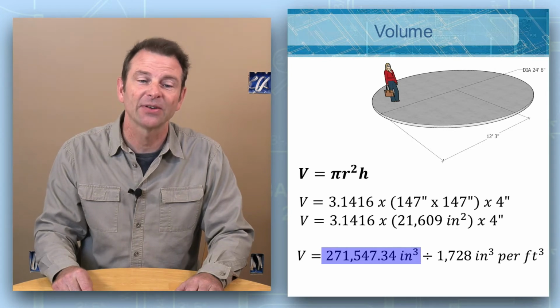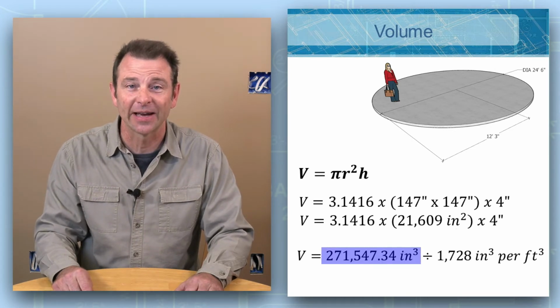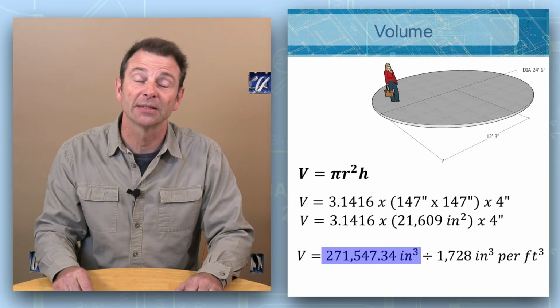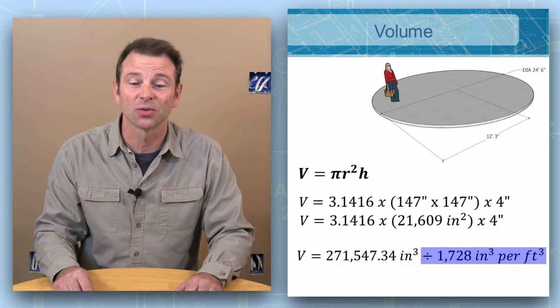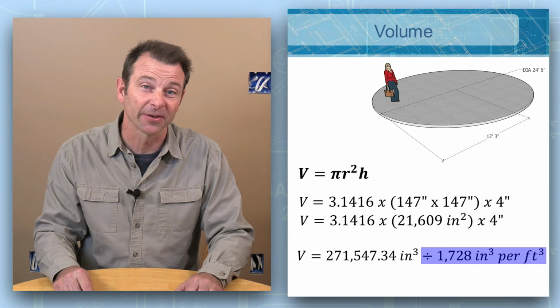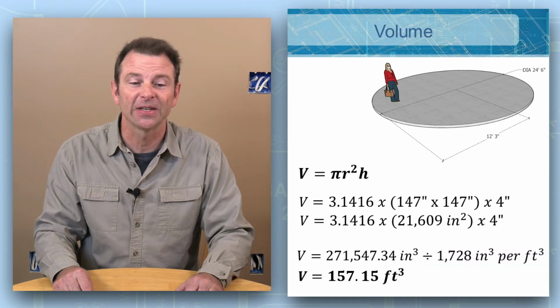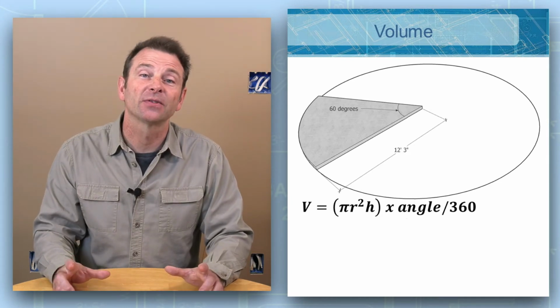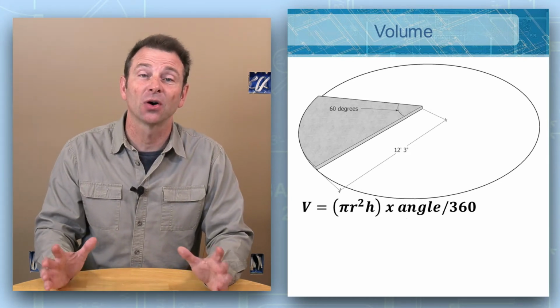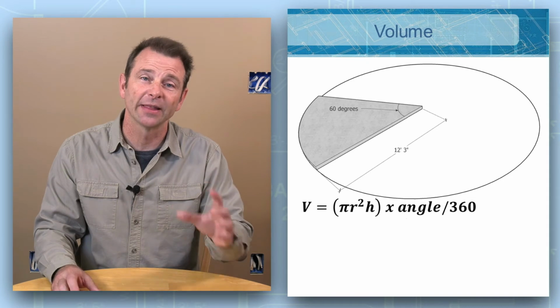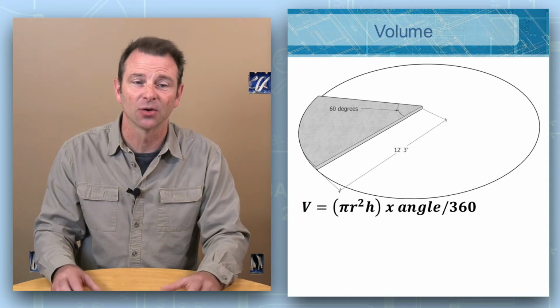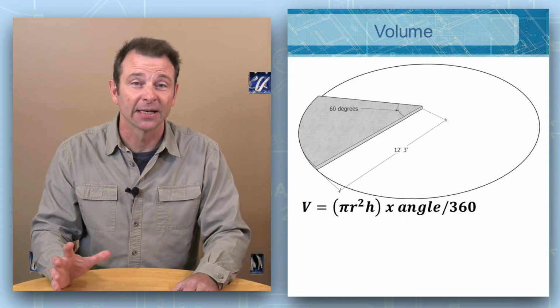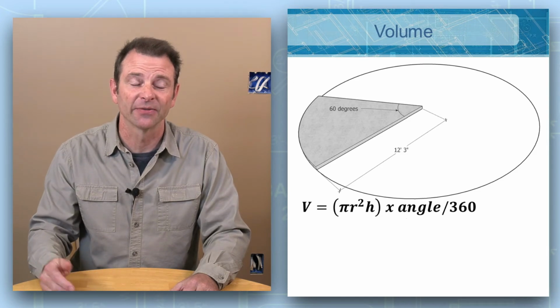So 271,547.34 cubic inches divided by 1,728 cubic inches per cubic foot equals 157.15 cubic feet. Now that we've solved our volume calculation for our total slab, we need to figure out what this portion is of that total. So we'll set that up with a similar equation with some extra information.